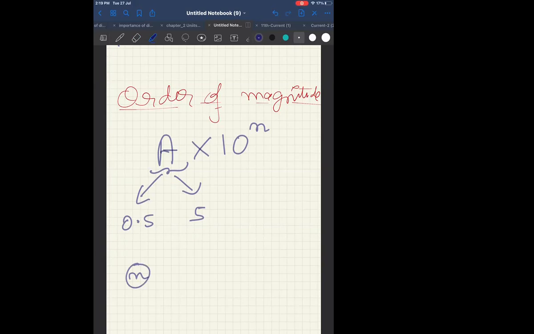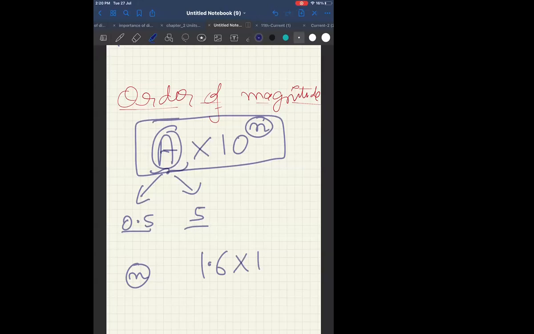I will repeat. First thing you should check is whether the number is given in this form, a into 10 power n. That is your first question you should ask. If the answer is yes, is a between 0.5 and 5? If the answer is yes, then this n becomes the order of magnitude. For example, what is the value of charge of an electron? Anyone? 1.6 into 10 power minus 19. Correct? Now remember, n should be an integer itself, means it should be a whole number.